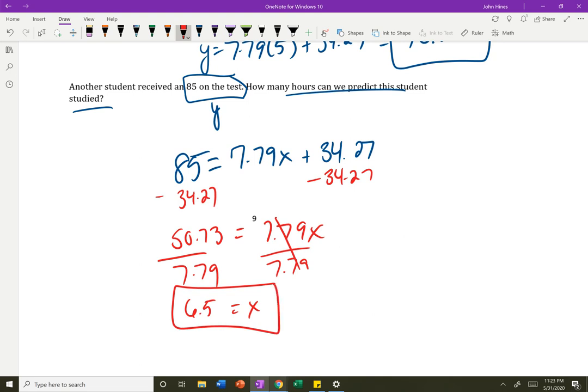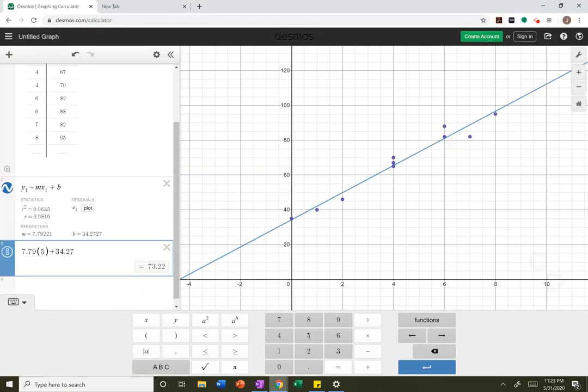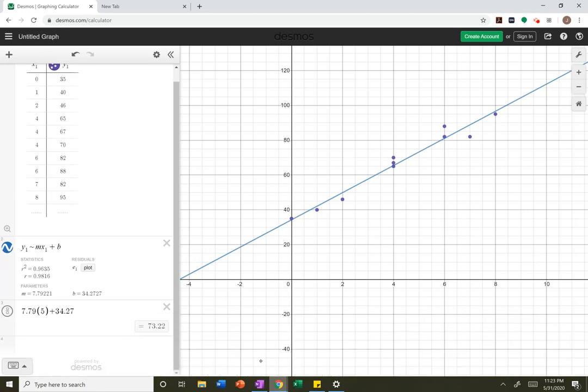So if a student got an 85 on the test, I predict they would study for about 6.5 hours. That would be my guess based on this scatter plot here. If someone got an 85, that means they'd be about here at 6.5 hours studied. I'm just using that line to make a prediction, which happens to be right there. 85. Where's 85? It's about right there. It's about 6.5 hours studied.